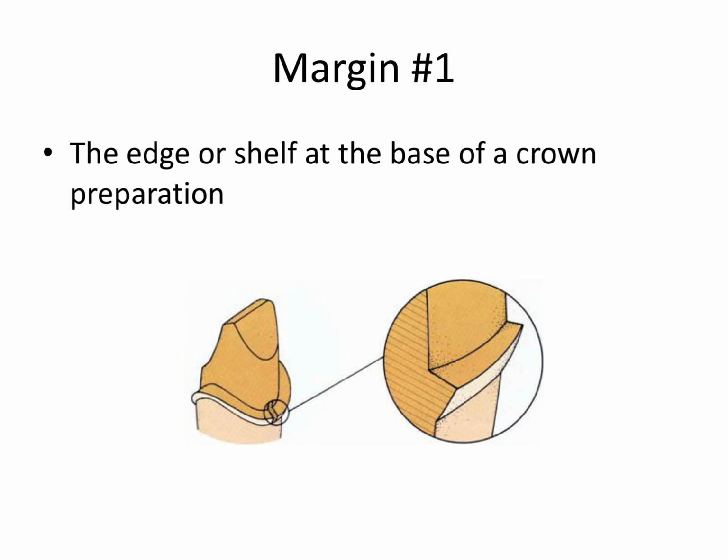All right, so let's talk about margins. So we have two margins I want to talk about. Margin number one is the edge or the shelf at the base of a crown preparation. So I showed you this in the very first image. It's this shelf right here that's left after you've prepped the tooth. There's a nice shelf there for the crown to sit onto.